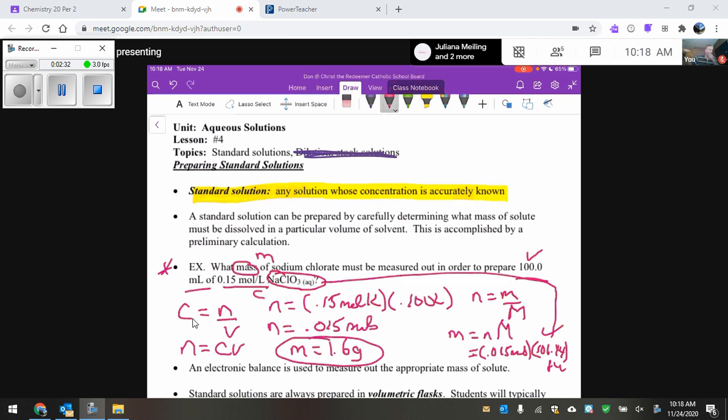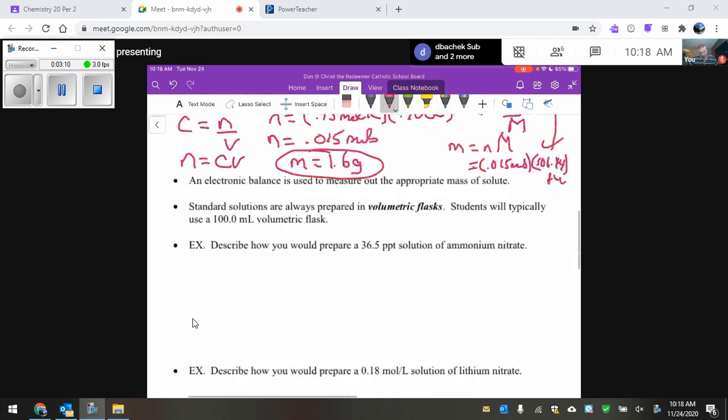Is that good? Any questions, anyone? Yes, no? Okay. And that's how I would calculate the mass that I need to use. So basically, if I wanted to make this solution, I would take 1.6 grams, I would put it into 100 milliliters, and I would get this concentration. That's basically what we're doing here, okay? And again, we have to figure that mass out that we need there. How much mass do we need, okay? Is that good? Any questions, anyone?